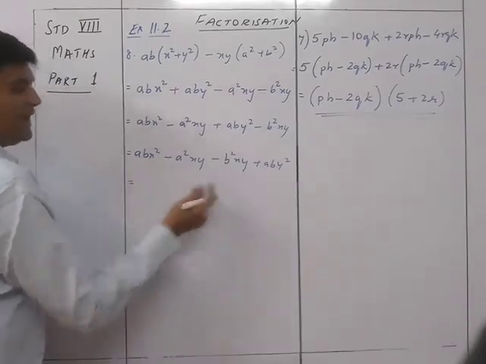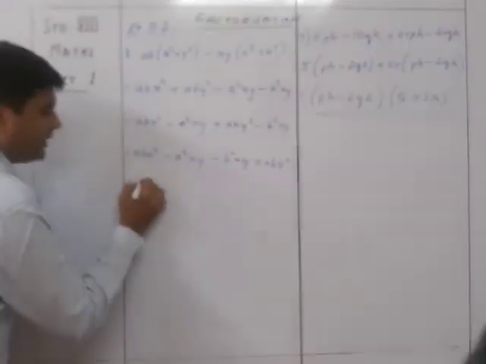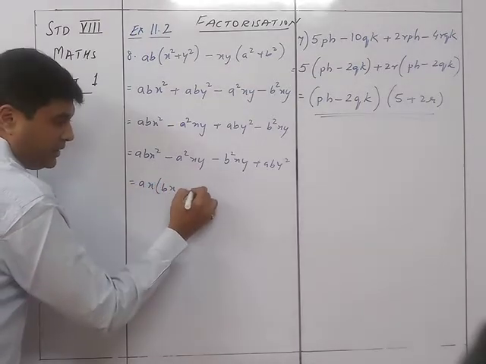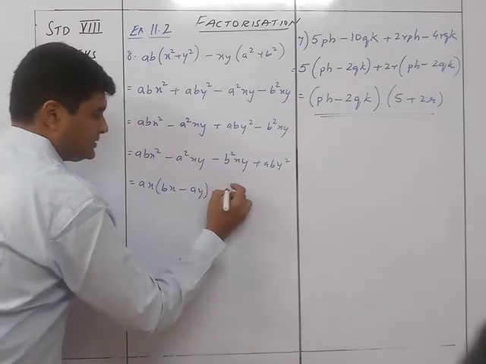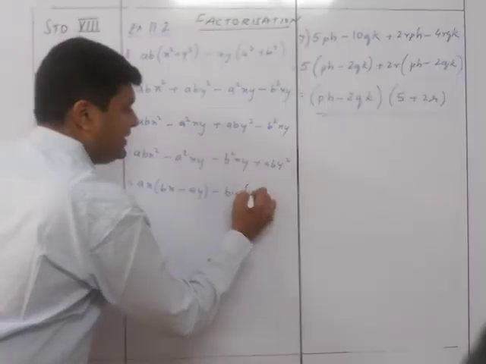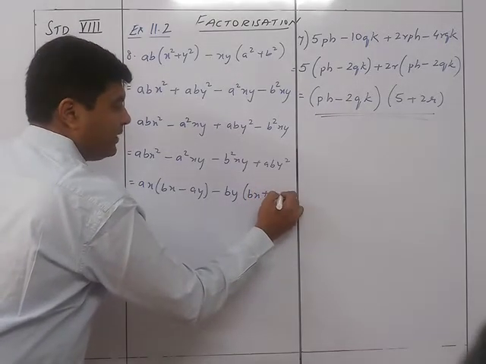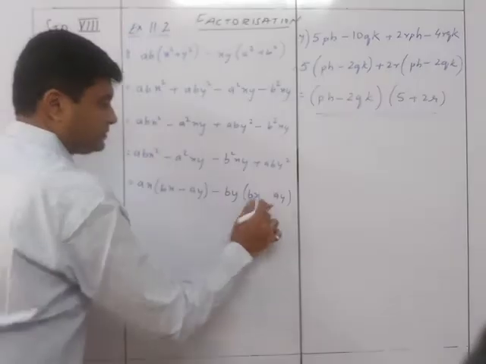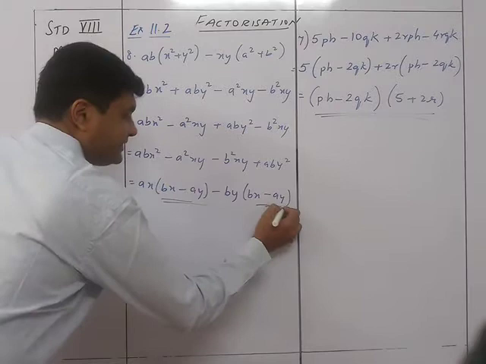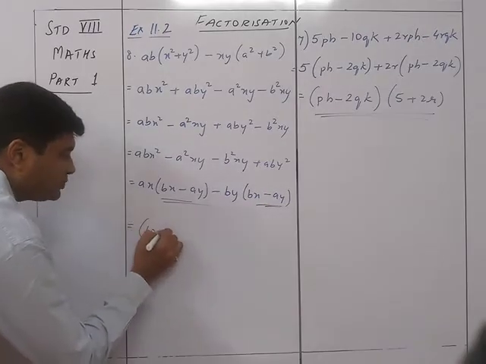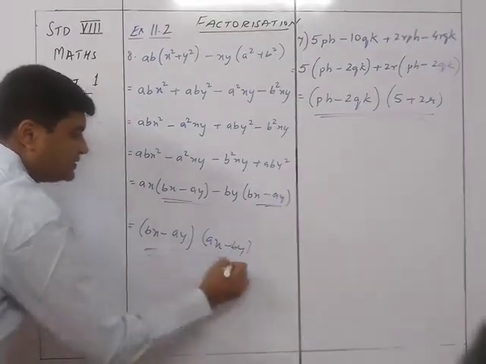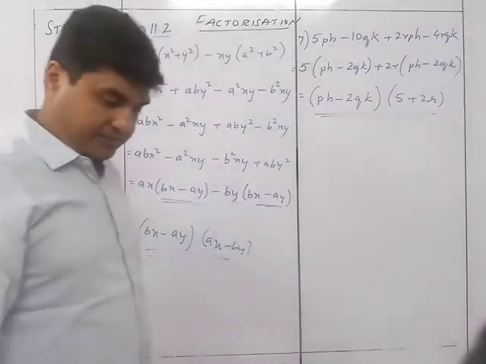So now what happens? I just interchange this place. So now I have got ax common. So it is bx over here minus ay, minus, I am going to take by common. So I get bx inside plus ay over here. Okay, sorry, minus, because minus into minus is plus. So this bracket and this bracket are the same now. So that gives me (bx minus ay) into (ax minus by). So that's the final answer of sum number 8.